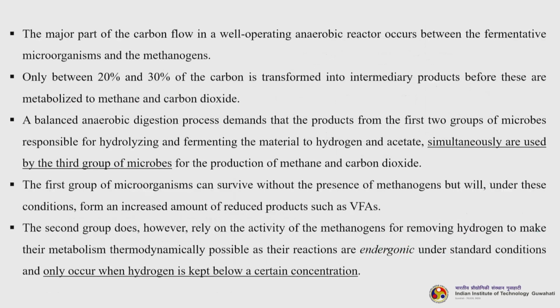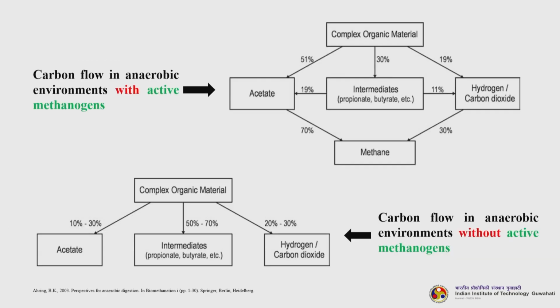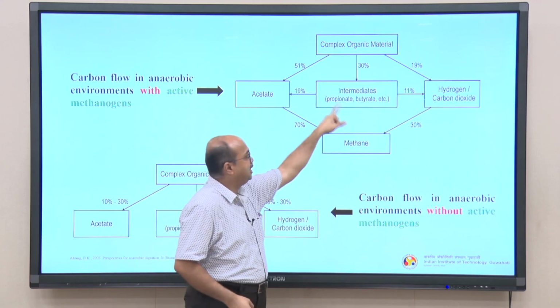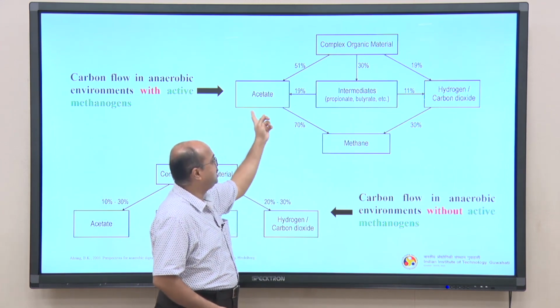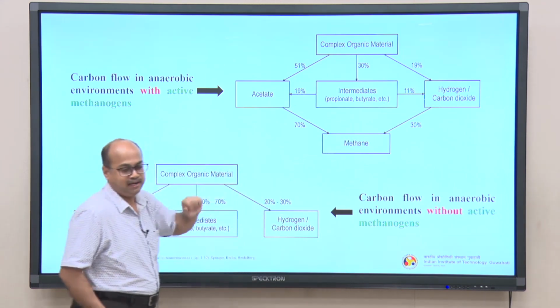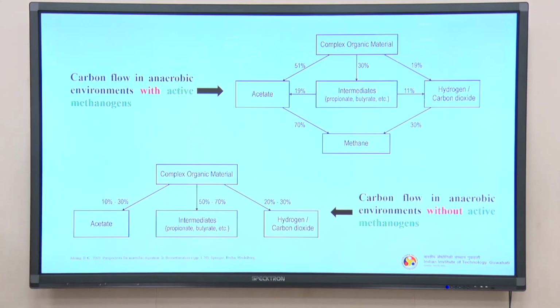Now, we will go ahead and try to understand in a gist what the scheme is all about. The major part of the carbon flow in a well operating anaerobic reactor occurs between the fermentative microorganisms and the methanogens. Only between 20 to 30% of the carbon is transferred into intermediary products before these are metabolized into methane and carbon dioxide. So, this is what I have shown you. The intermediate products are propionate, butyrate and this. Now, again these will be converted either to acetate or hydrogen and carbon dioxide, okay, before they finally get converted to methane.